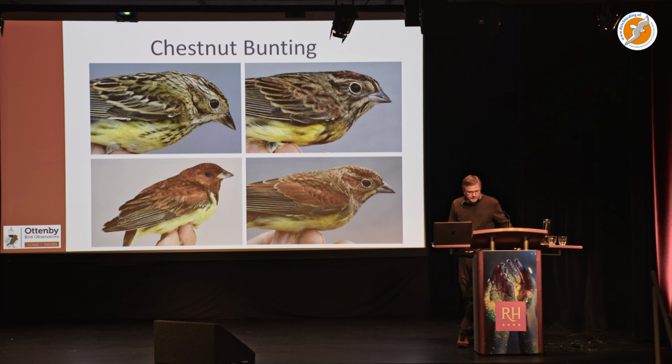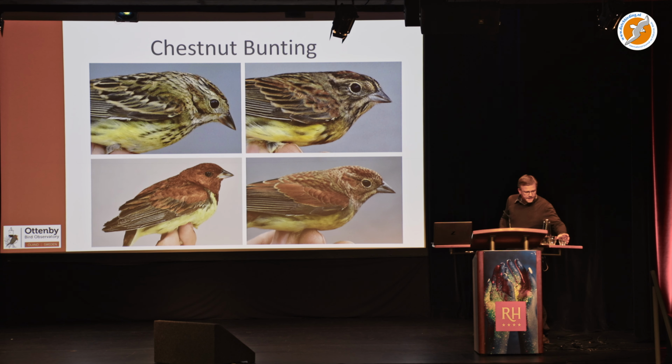Yeah, we change species to the chestnut bunting. Again, we have the same story here. The juvenile bird up to the left. Juvenile plumage is a little bit more streaked like this, but most easily it's recognizable because of the pattern of the median coverts with this black tooth in the center of the feather.